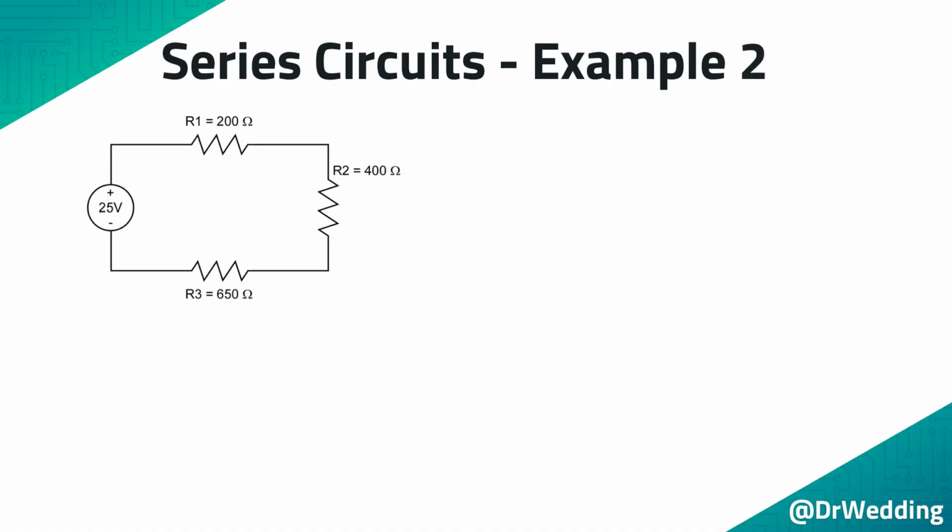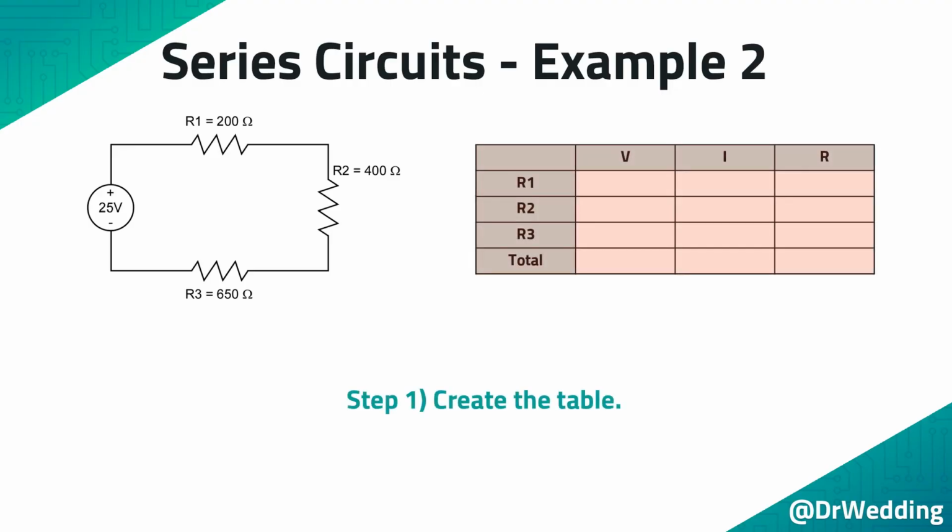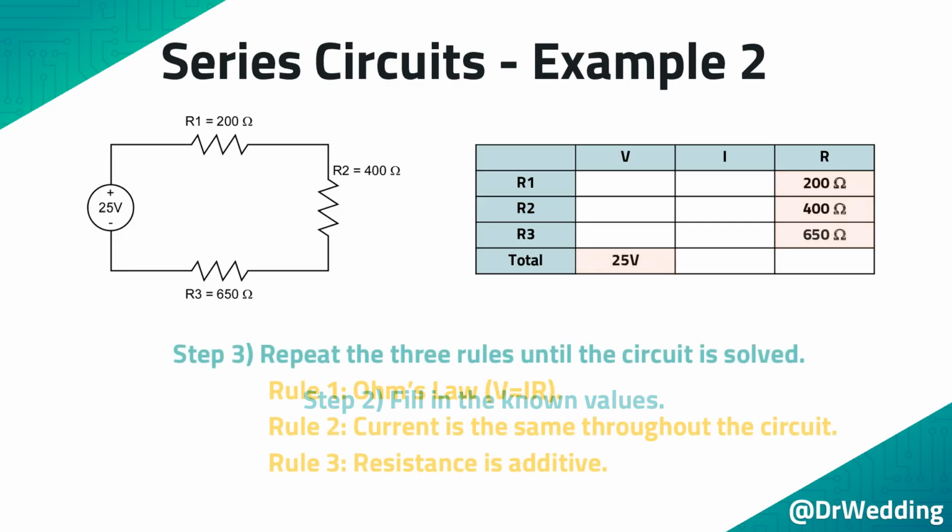Example 2 is a circuit with 3 resistors. If you wish, you can pause the video and try to solve the problem by yourself. After you restart the video, the complete solution will be given. To solve this problem, you follow the 4 steps as before. Step 1. Create the table. Step 2. Fill in the known values. Step 3. Repeat the 3 rules until the circuit is solved.